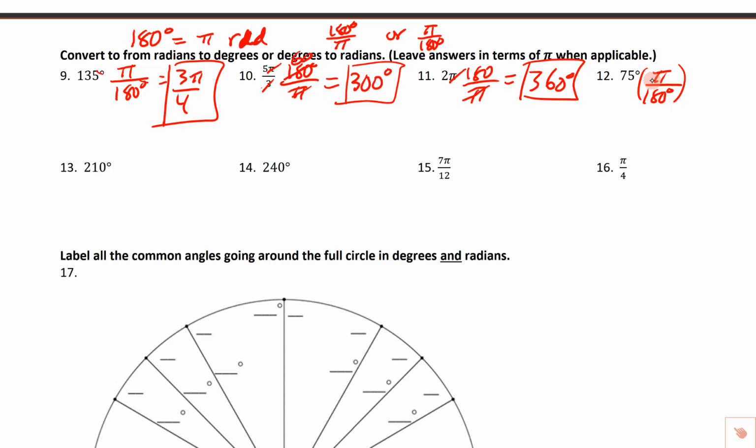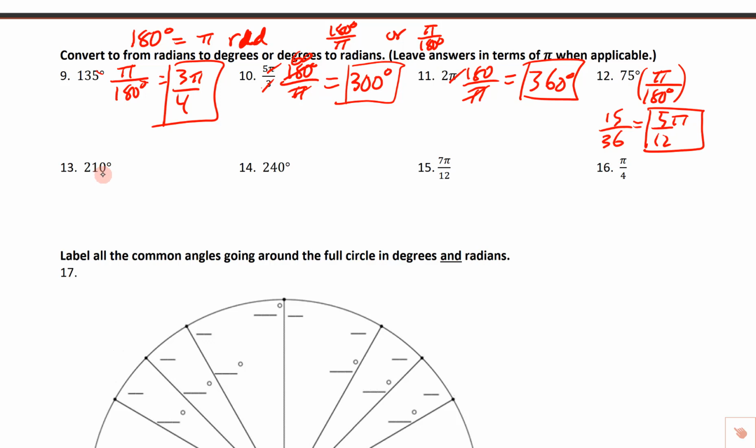If you want to grab a calculator and do this, that's totally fine. But 5 goes into both of those. 5 goes in here 15 times, and 5 goes in there, I think 36 times? I think that's right. And then 3 goes in here 5 times, and 3 goes in here 12 times, and then we've still got the pi on there, don't forget that. So that's going to be 5 pi 12ths. Not a common angle, but we should still be able to convert that.